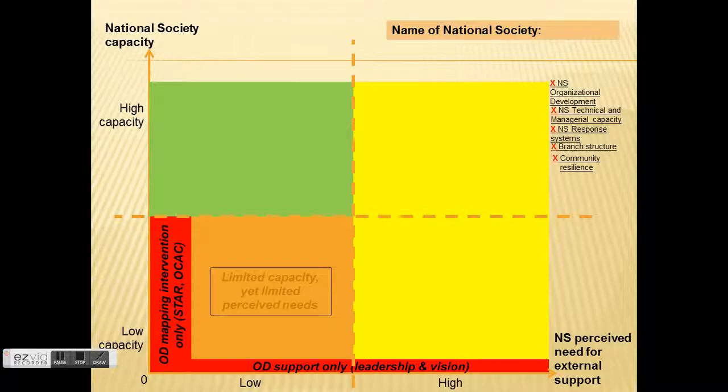In the area of community resilience or community engagement, the lack of National Society commitment or interest in community engagement would need to be discussed as part of a leadership assessment to determine why the National Society exists, what is its reason for existing if it does not involve community outreach.